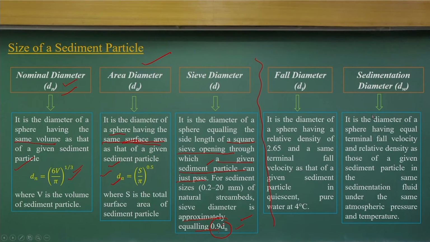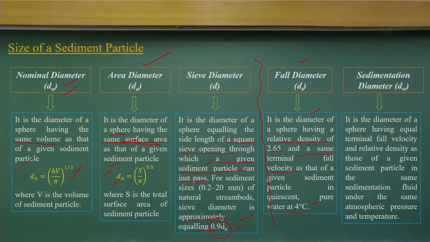Now let's look at the other two, the fall diameter and the sedimentation diameter. In many sediment transport processes, the sediment tries to fall down, so we try to know the fall velocities. We find the diameter of an equivalent sphere having a relative density of sand, which is 2.65, at a temperature of 4 degrees. That diameter we call the fall diameter. This is related to sediment fall, the sediment deposition process.